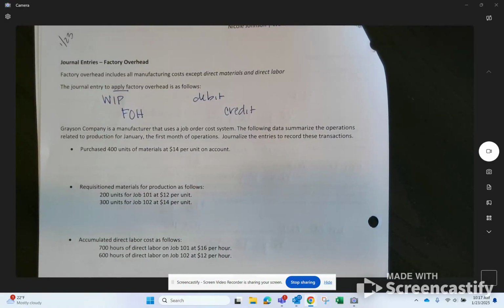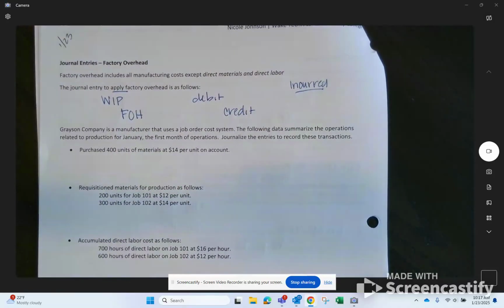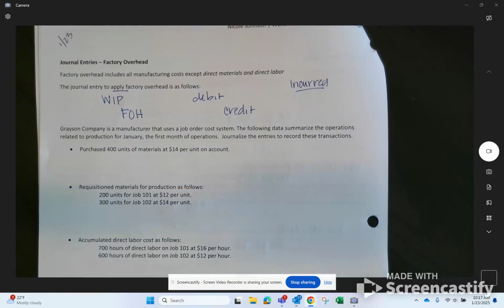It's going to look a little interesting as we go through. Basically, we're going to see a bunch of different things related to this. Initially, you won't do much with applying the factory overhead, so that's there, but we're not going to review journal entries related to that on this particular page. What we're going to look at additionally is when it's incurred. So incurred is going to be a scenario where any of these costs happen. Things like indirect materials, indirect labor, all of that.